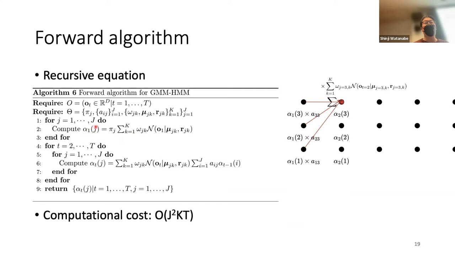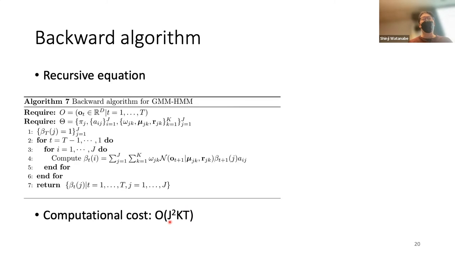First, we initialize the forward probability for the first time step for each state. And then from the second to large T, we are accumulating this likelihood to get the forward probability and so on. And the computational cost is slightly increased. Previously, we considered J squared T, but now the additional complexity comes from the mixture. So the complexity is linearly increased based on the Gaussian mixture. And the same for the backward algorithm, and I skipped the detail about it.